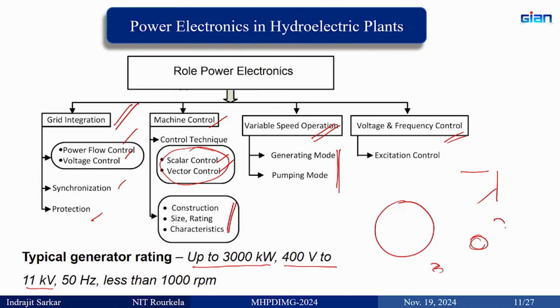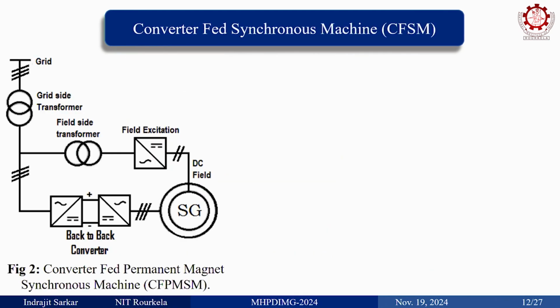Then, definitely, I square R loss will reduce, because I is reducing. So, 11 kV. If the machine rating is 11 kV, or let us say 3 kV or something, a 2 level converter is not sufficient to use. You have to use something else. Okay, that we will see.